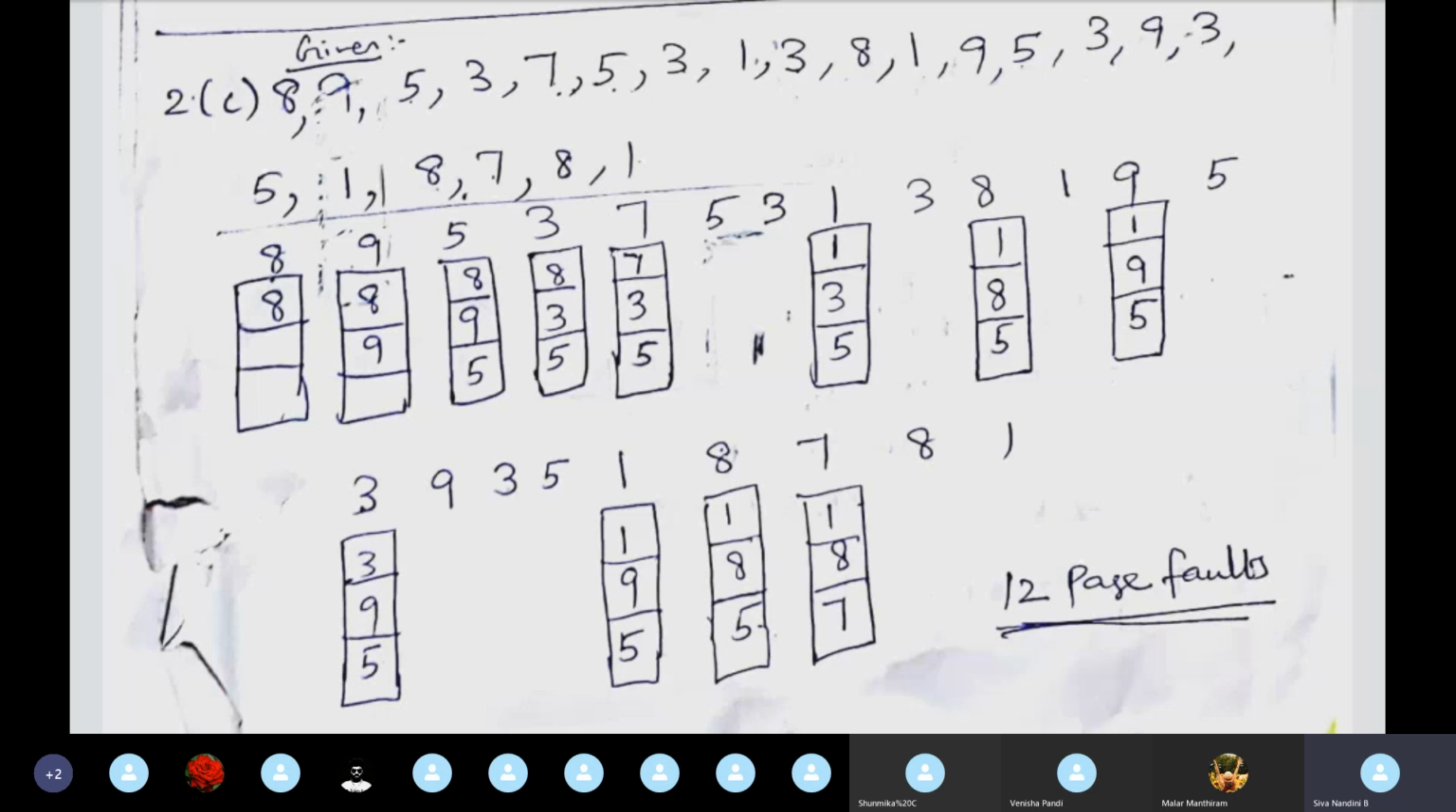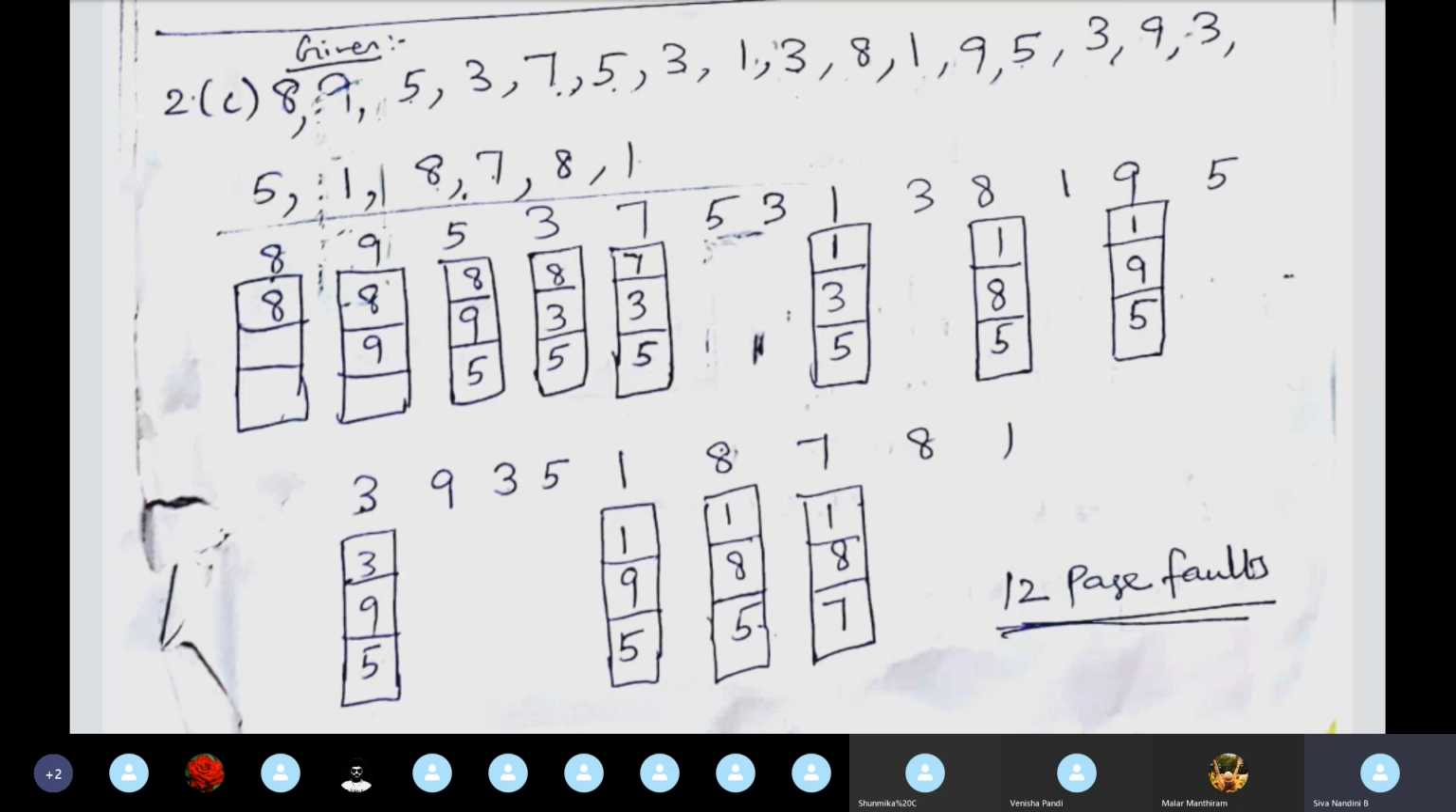of time. If you see after this 9, 1, we are having 8 in the reference string. It is not in the frame, so no need to bother. And after this 8, we are having 7. It is also not in the frame, so no need to bother. And after this 7, we are having 8. It is also not in the frame. And after this 8, we are having 1. It is also not in the frame, so no need to bother.